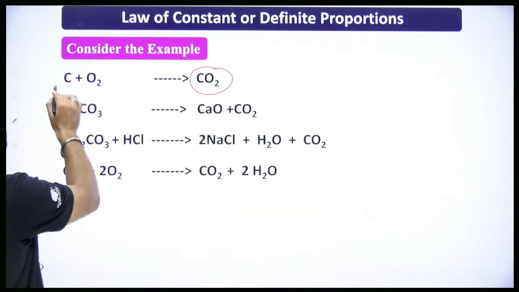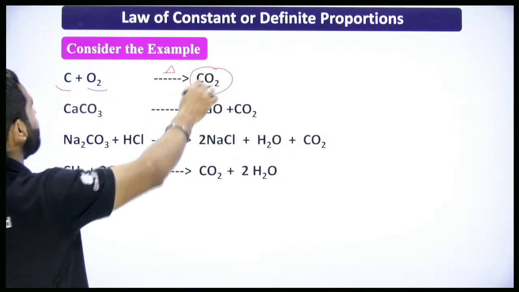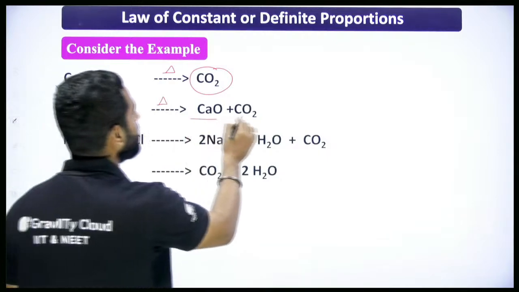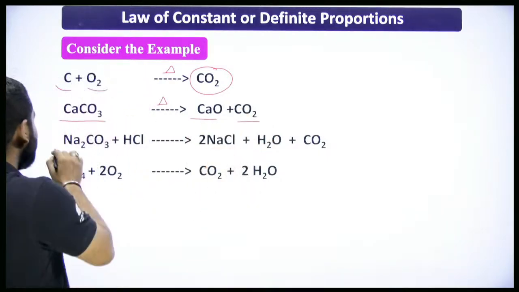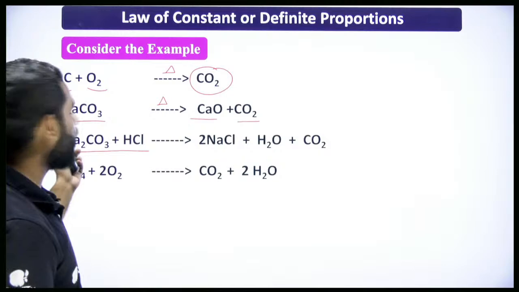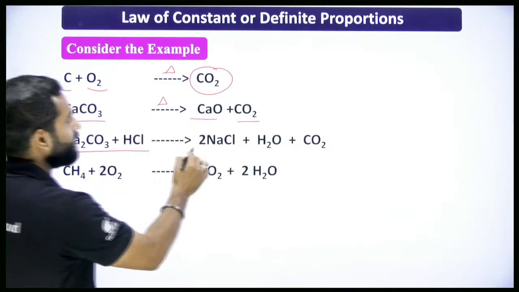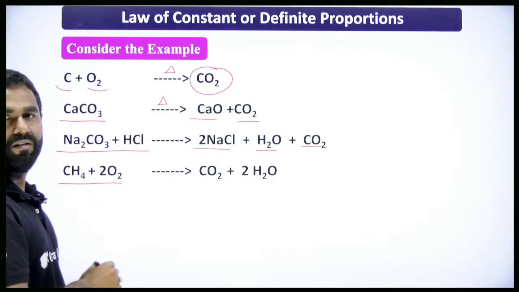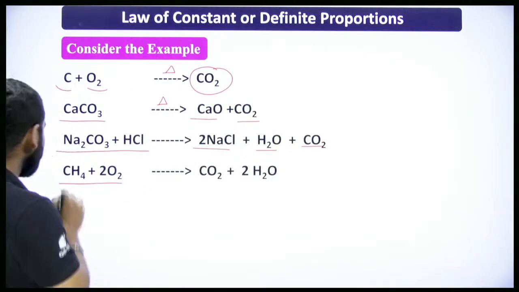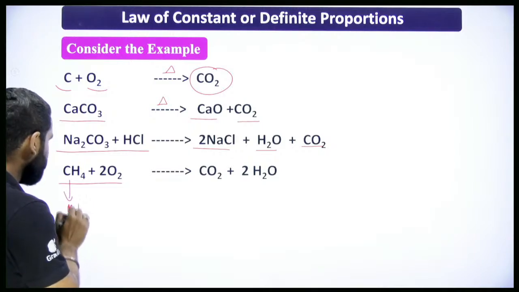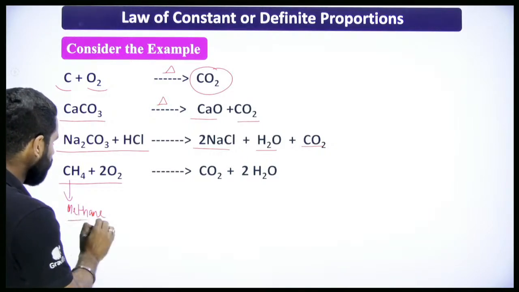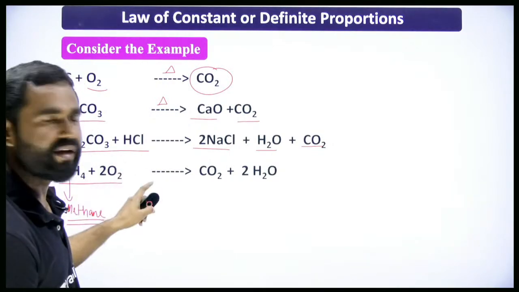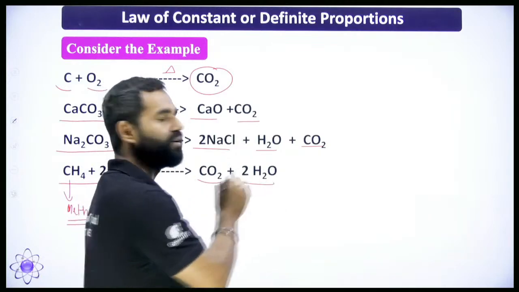First, burn carbon in oxygen, you will get carbon dioxide. Heat calcium carbonate, you will get calcium oxide and carbon dioxide. Or react sodium carbonate with HCl, it will form NaCl, H2O and CO2. And again, burn methane. This is what? Methane. So combustion of methane, burning of methane in oxygen, will give you carbon dioxide and water.